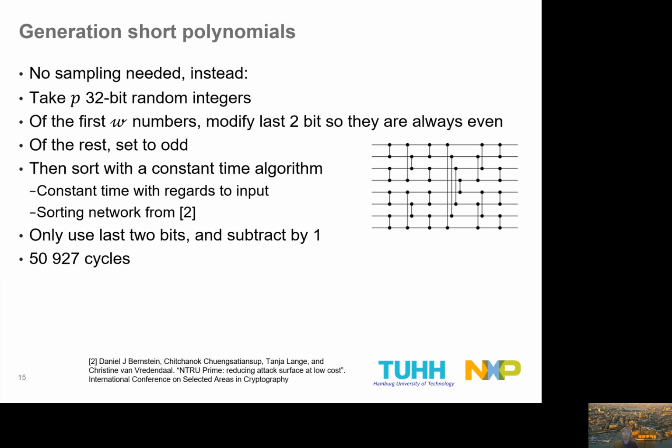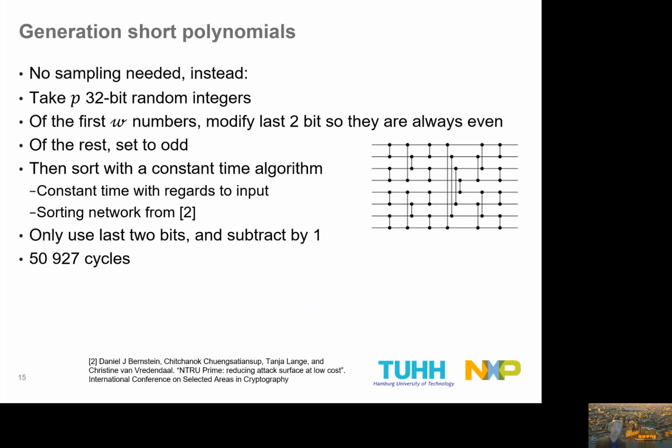About generating short polynomials. These polynomials, of course, have to have exactly weight W. However, this is not done with sampling, such as rejection sampling. Instead, we take p 32-bit random integers, and of the first W integers, we modify the last 2 bits so that they are always even. And of the rest, we modify the last 2 bits so that they are always odd. We then sort this large integer array with a constant time sorting algorithm.